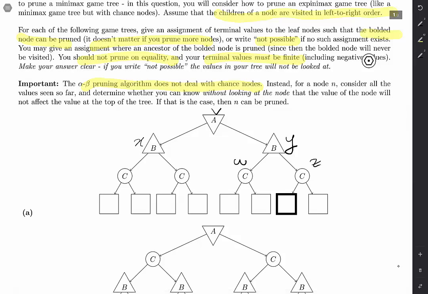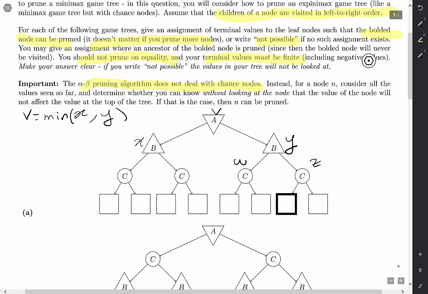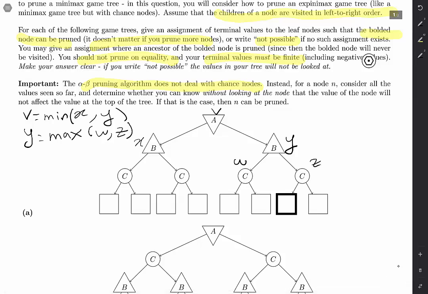So we know from Minimax that V is going to be equal to the minimum between X and Y, because that's what A does. It takes the option that it can minimize. And Y is equal to the maximum between W and Z, as it's defined because B is a maximizer. So here, in order to prune this node, we need the value of the second B, the right B, to be guaranteed to be greater than the value of the left B.